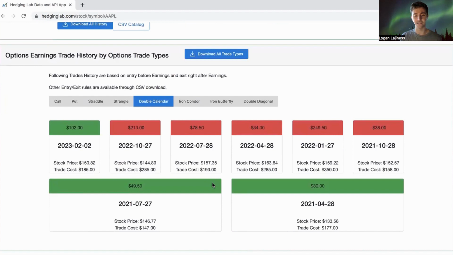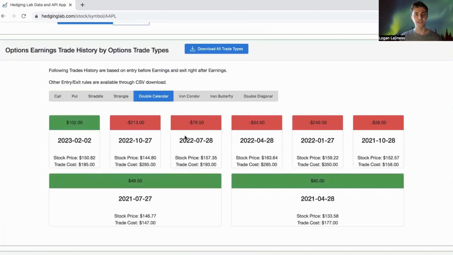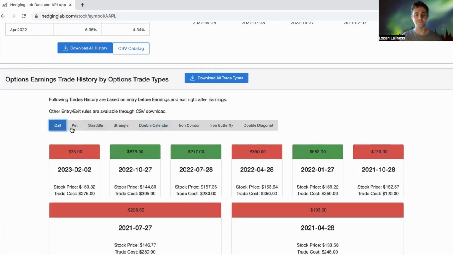You guys can see, as we were talking about earlier, this is what would be profitable or not based on how you traded these. So if you look at the last few reports, if you were to do a call, right, and you entered right before earnings, exited right after, here is your stock price. This is what it would cost. This is what would have happened to your trade if you did that. Here's if you did it in October 2022. If you just bought a naked call, you would have exceeded it and you would have made a pretty decent amount of money. It would have cost $400 roughly to get in. You would have made $679.